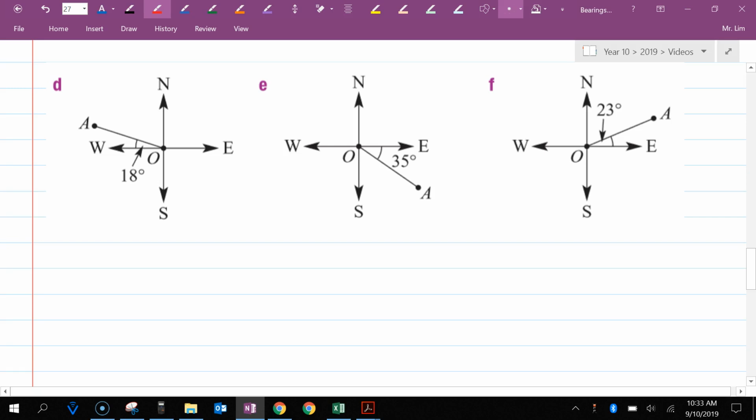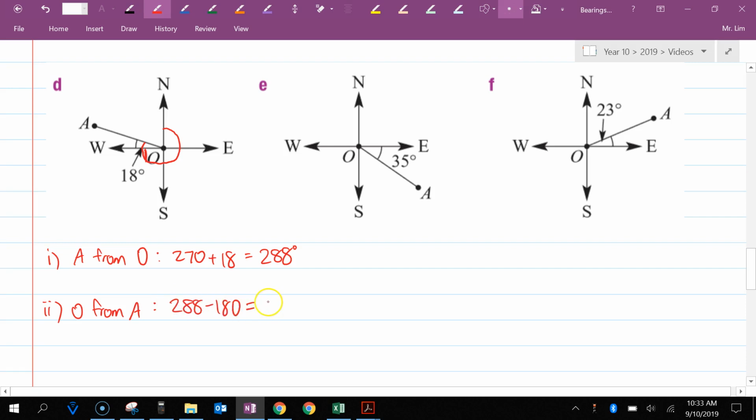Okay, so for question D, part 1, we're finding A from O. So from north of O, clockwise direction until we hit the line. We know that up to here is 270. So 270 plus 18 is 288 degrees. Therefore, part 2, O from A, I'm going to minus 180 because it's over 180. That gives us 108 degrees.